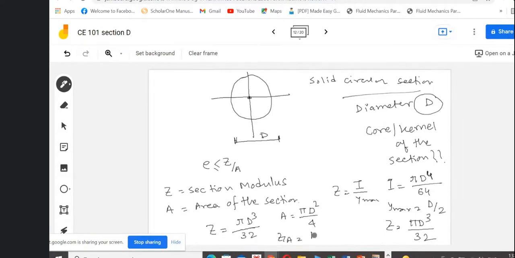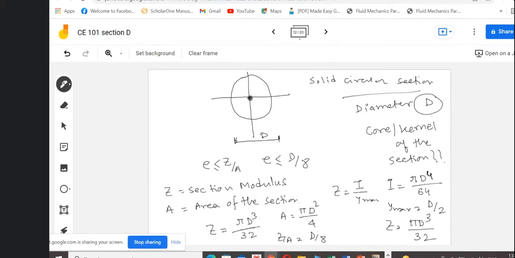The D by 8. So E should be less than or equal to D by 8. E anywhere, this is a circular section. Anywhere if the E is within this D by 8 part, then that is the core or the kernel of this section.